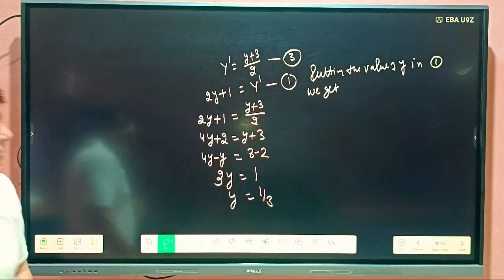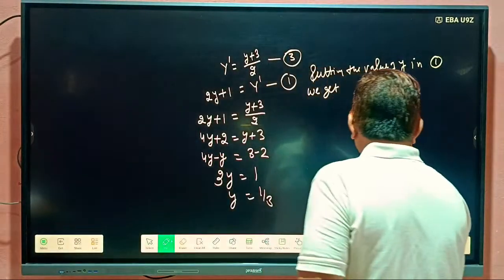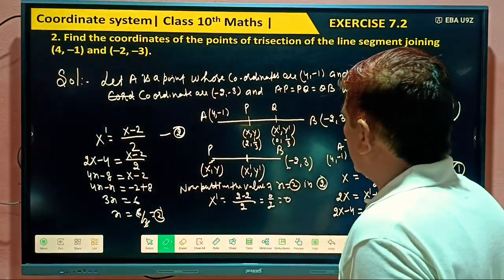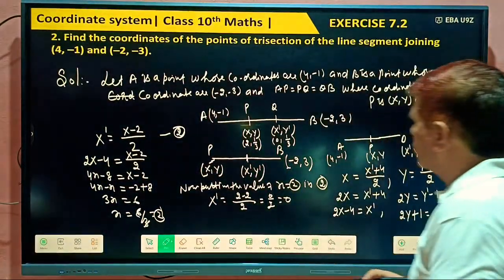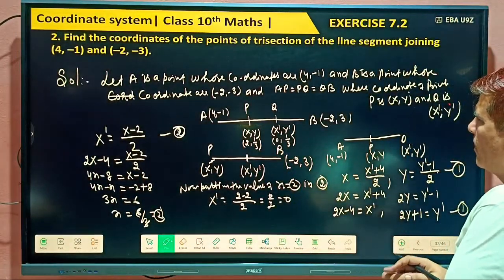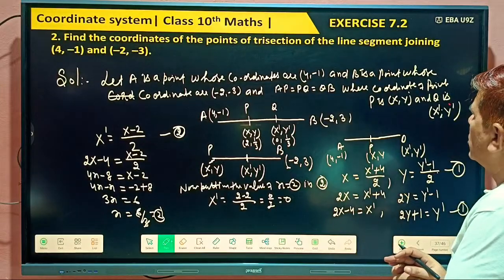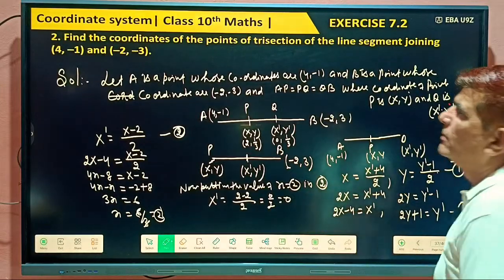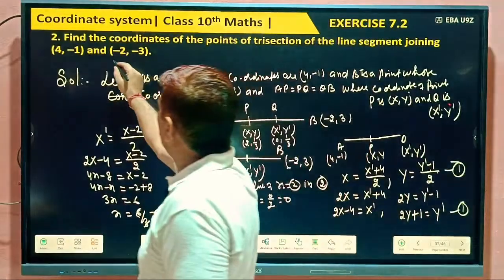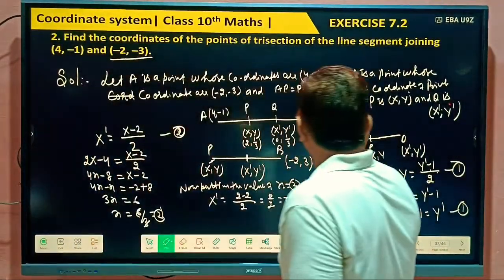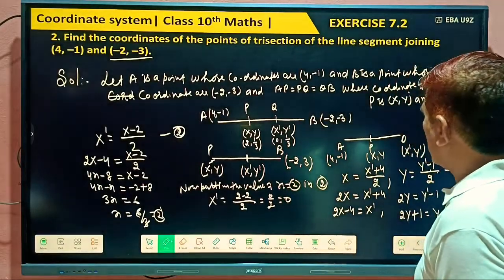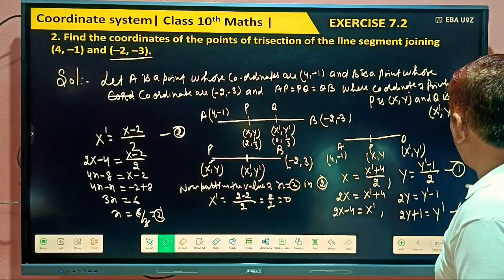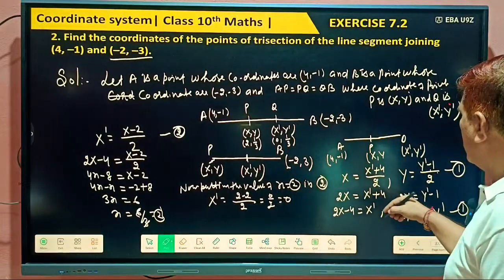So what's your x here? X is 2. This is according to me the problem. So what are the coordinates? Minus 2, minus 3. Yes. Try to understand the problem here. Here it is minus 3, so this changes the value. So what has it become? We will find out.